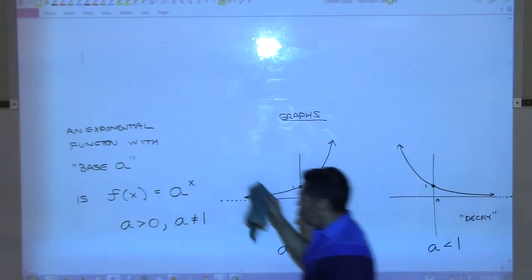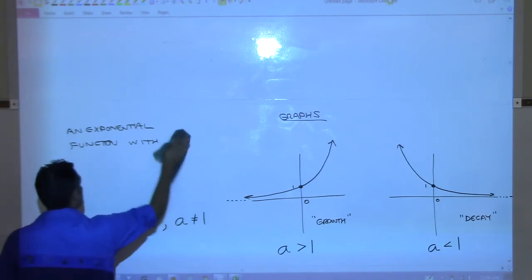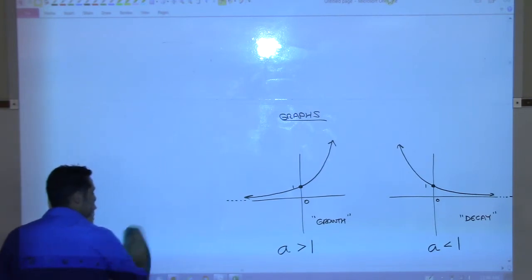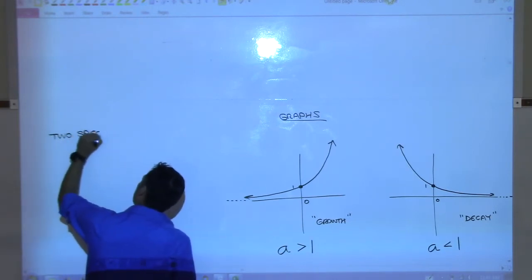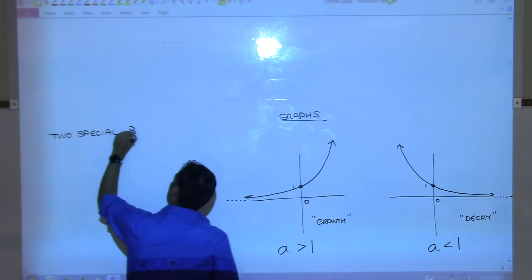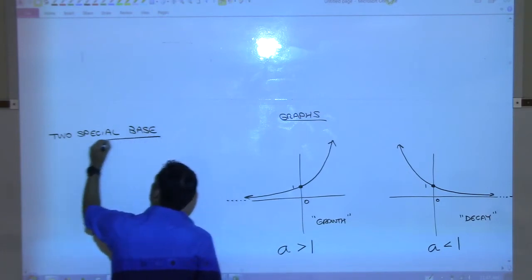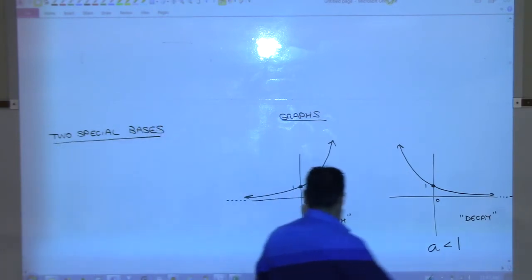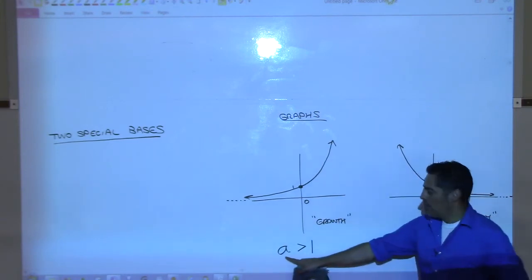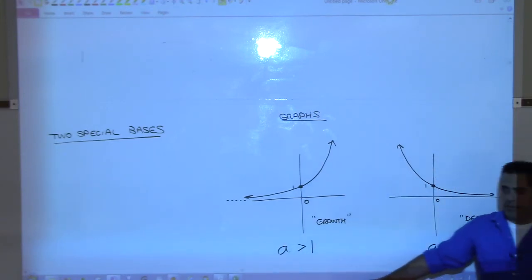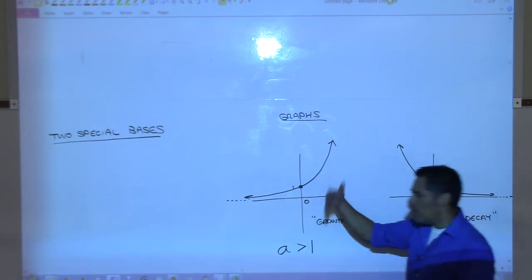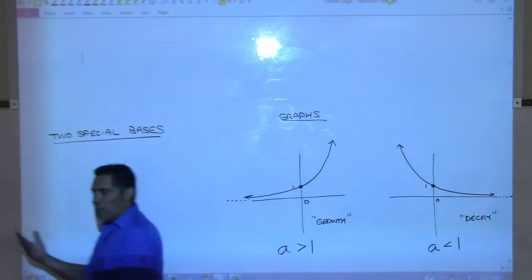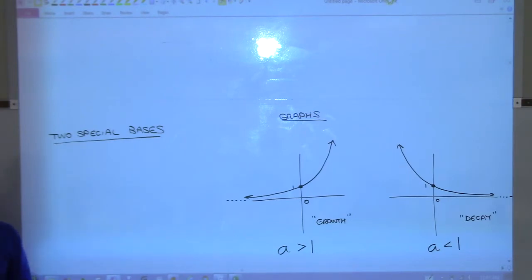Now, when it comes to the bases, we have 2 very special bases. Remember, A can be any number, as long as it's positive and it's not 1. So there are an infinite number of bases that we could have with exponential functions. You could have base 2, base 3, base 4, base 5. You could have base 2.6. You could have base anything, right?